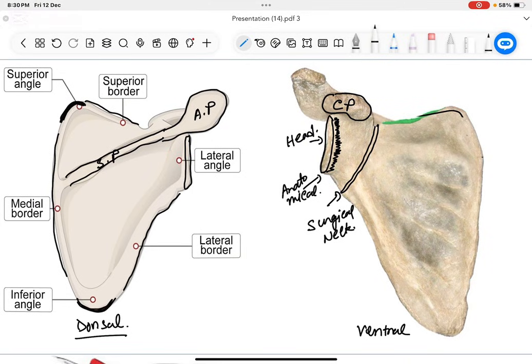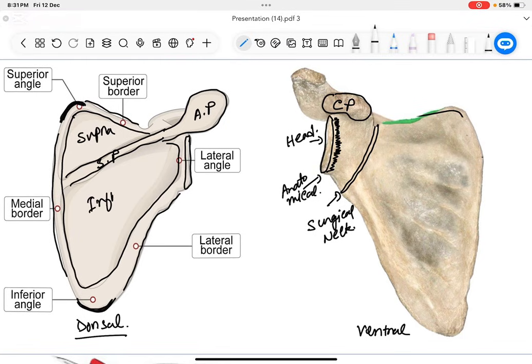Now, the surface. As I said, the spinous process is on the dorsal area. This whole section I am saying is called the dorsal surface. With the help of the spinous process, the dorsal surface is divided into 2. Above the spinous process is the supraspinous fossa, and below the spinous process is the infraspinous fossa. This is the dorsal surface. And on the ventral view what you are seeing is the ventral surface.